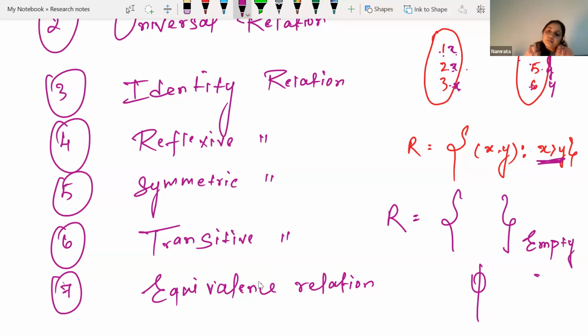Are you getting it? Are you getting it, everyone?